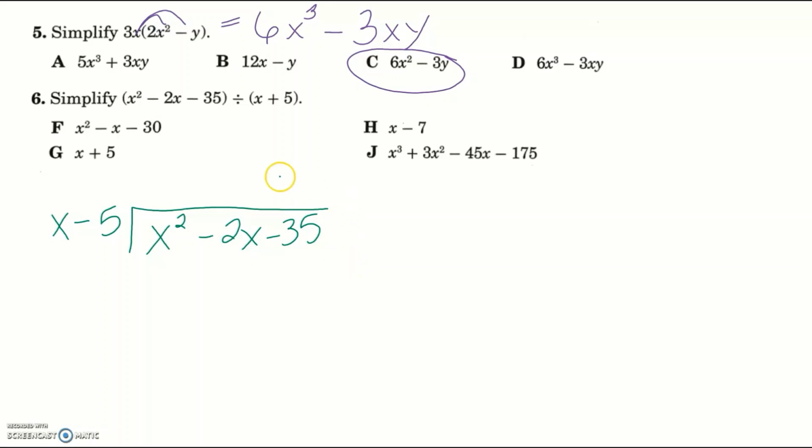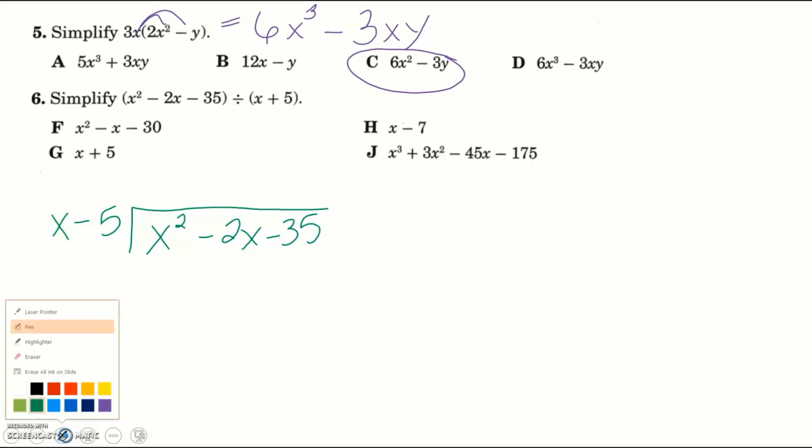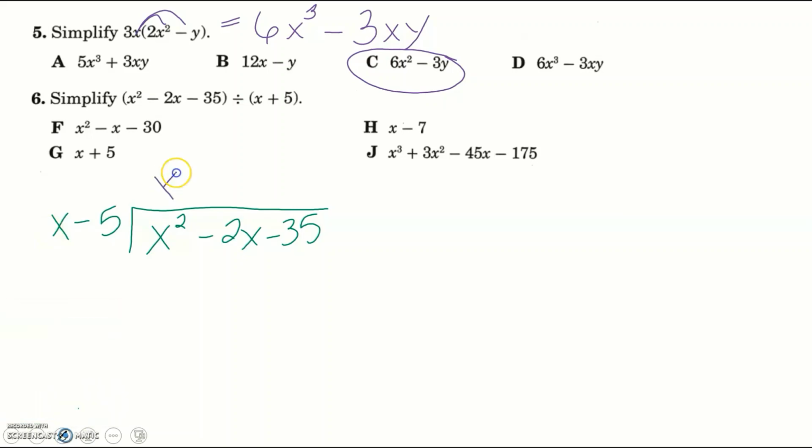And then we look at our biggest terms, so x and x squared. There are two ways to think of it in your head. You can say, what times x gives me x squared? Or if I take x squared and divide it by x, what do I get? Both ways, that variable in this case would be x.